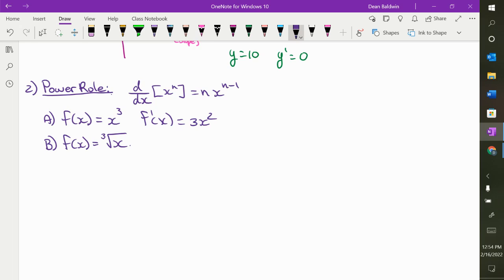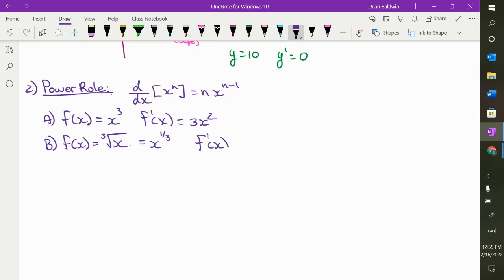All right, cube root of x. What's the problem here? That's not a problem. We just don't have an exponent yet, right? We have it as a cube root. When you're doing derivatives, you want exponents, because if you have exponents, you can use this rule. Okay? So how do I write this with an exponent? So that means x to the power of 1/3.